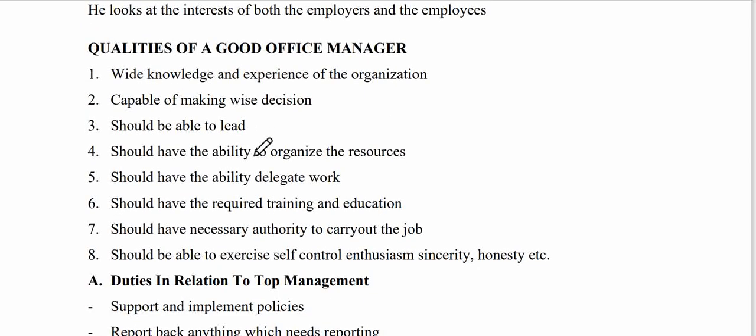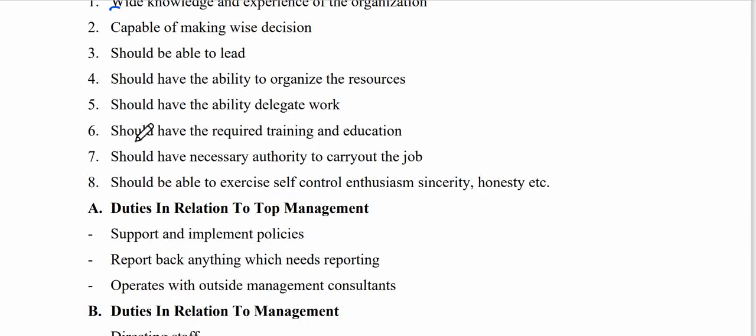And what qualities should you consider for an office manager? One, a person must have wide knowledge and experience of the organization. Should be somebody who knows the organization very, very well. And two, being capable of making wise decisions is very important. Should be able to be a leader, leadership. Okay, what is the quality of being a leader?